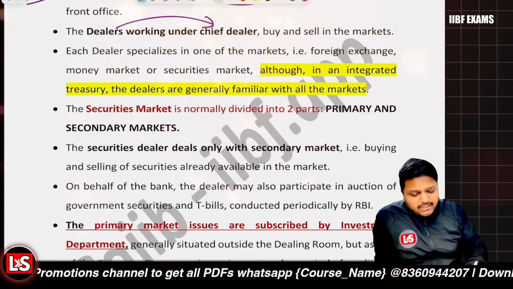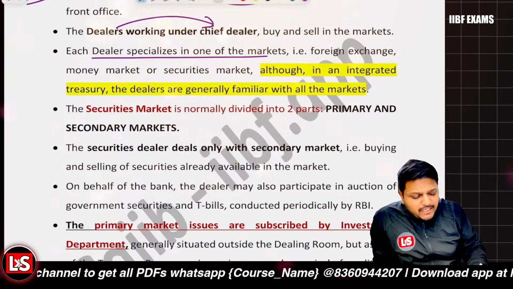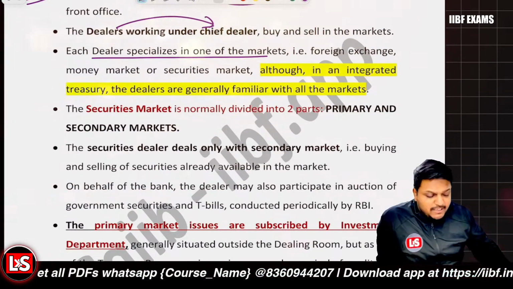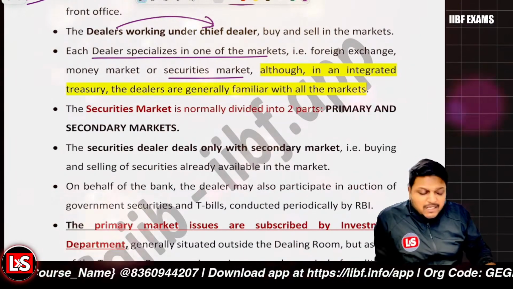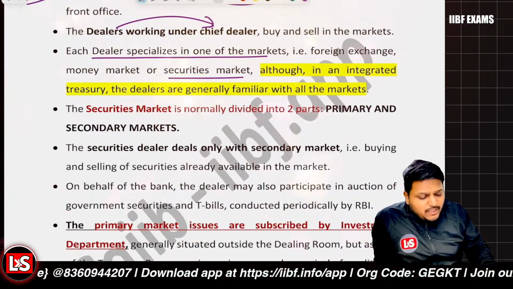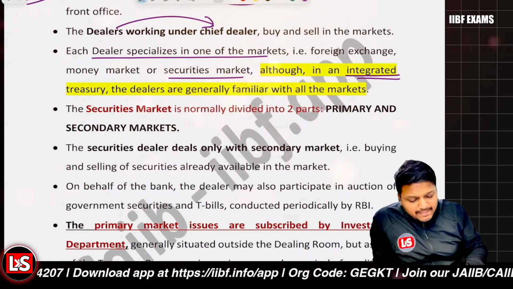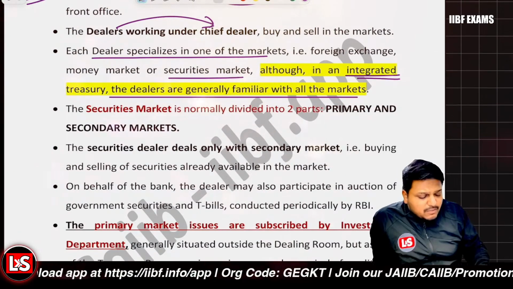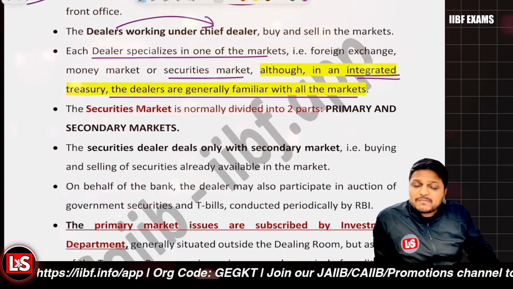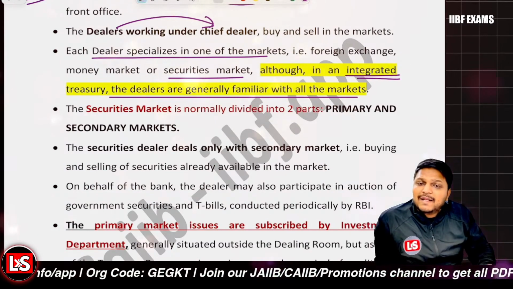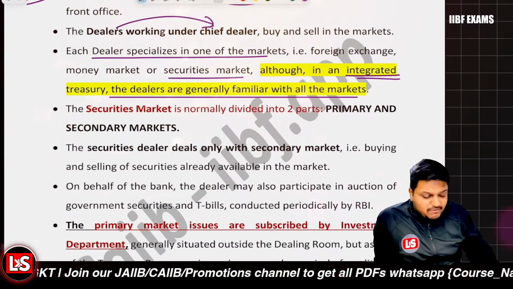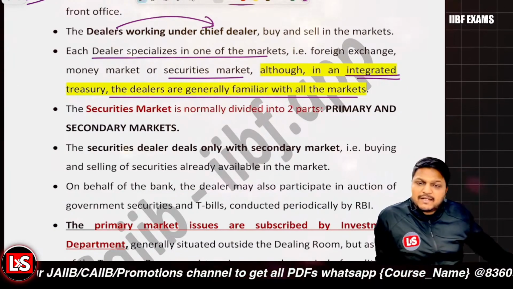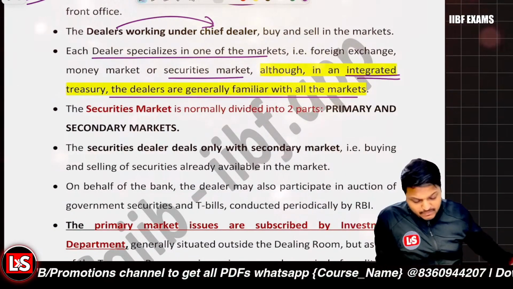And definitely the dealers are specialized in their own field in the different markets. Let's say one dealer is related to the foreign exchange, money market or securities market, right? And also they can be related to the integrated market. The dealers are generally familiar with all the markets, but in general they will be specialized in their own cadre. Like one dealer is associated with the money market, the other is dealing with the foreign exchange market or something like that. So we'll be having multiple dealers, right?